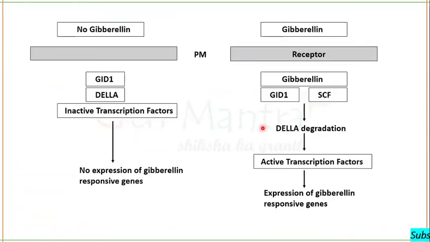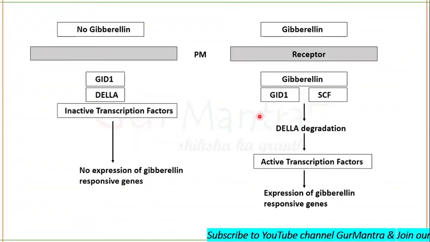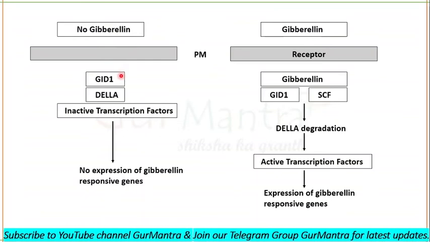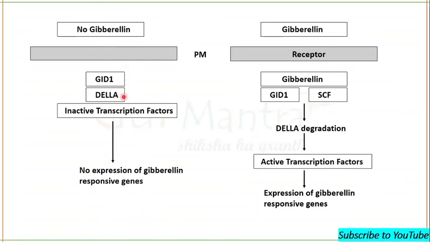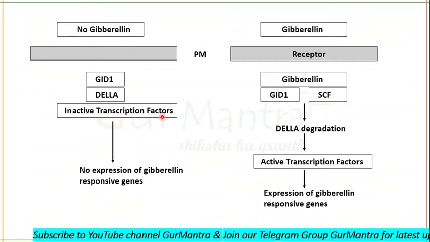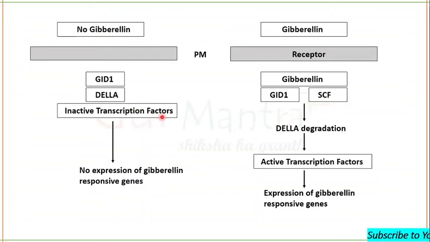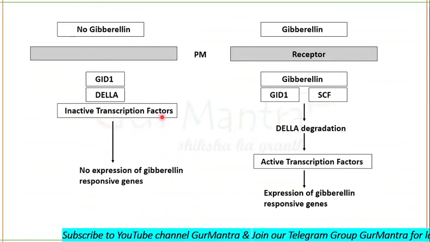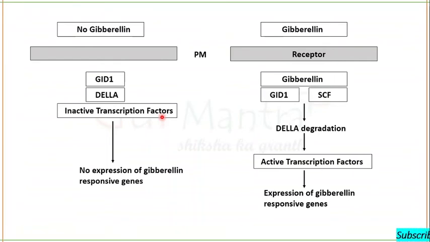Okay, fine. Now see what happened in the absence of gibberellin. If there is no gibberellin, then the receptor will not be able to recognize DELLA proteins, and DELLA proteins will be inactivating the transcription factors. How will they inactivate the transcription factor? Either they will prevent their binding to DNA, or they will cause their degradation.